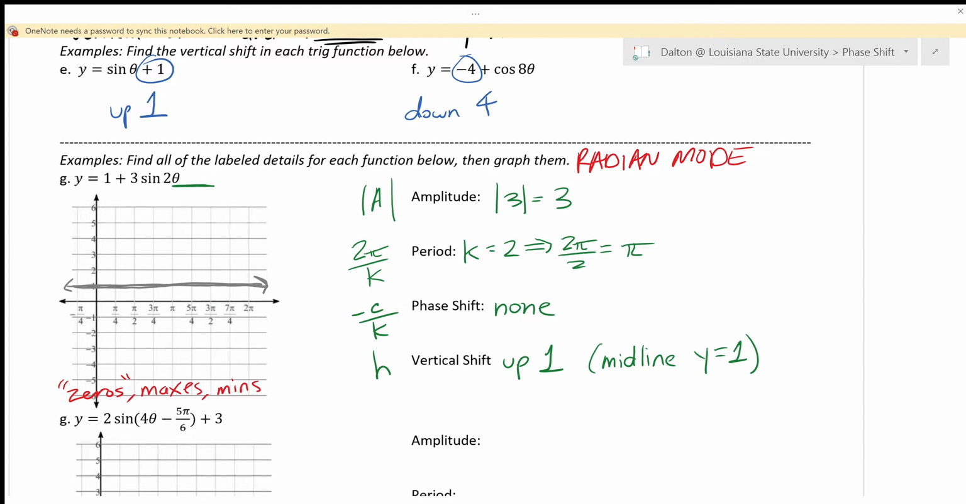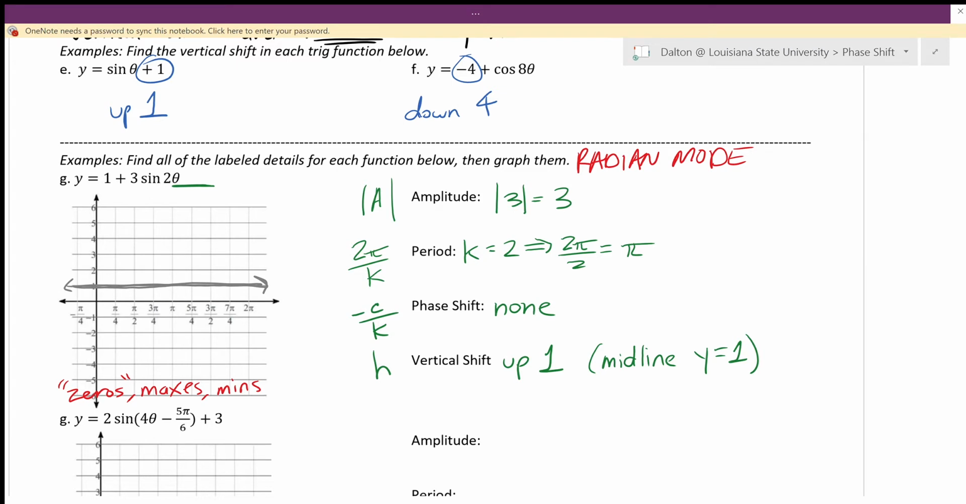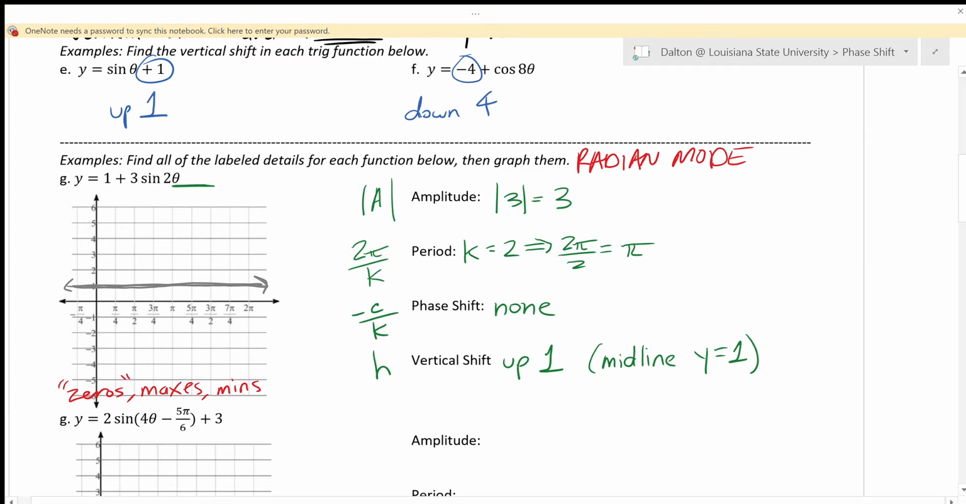Okay, so let's do this. If my midline's at 1 and my amplitude is 3, right, where will my maxes and mins occur? Like, where will those points be? What horizontal lines? Right, so you count 3 in each direction. So let's go ahead and put a dotted line there to help us know where those points should be. So an amplitude of 3 this way and 3 this way. That's where our maxes and mins will be when we graph them.